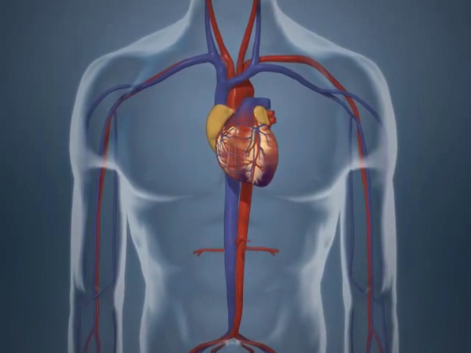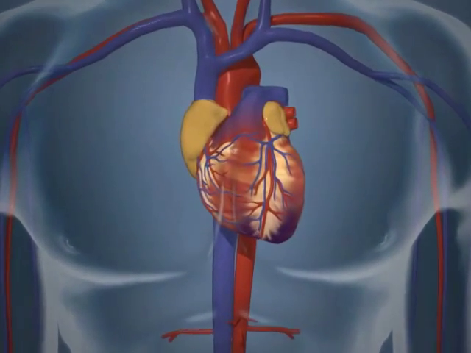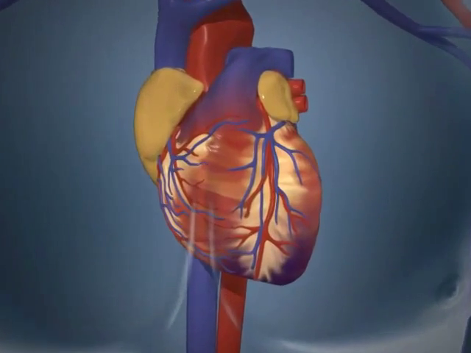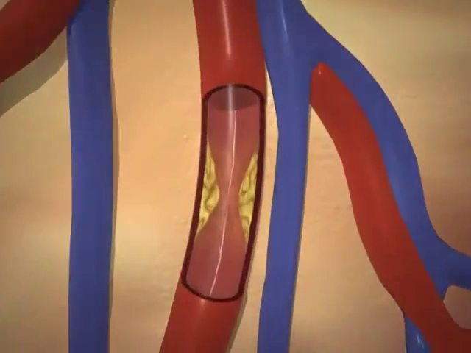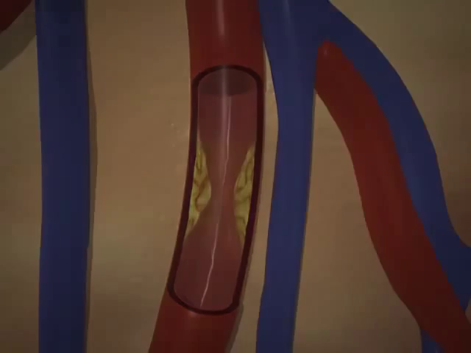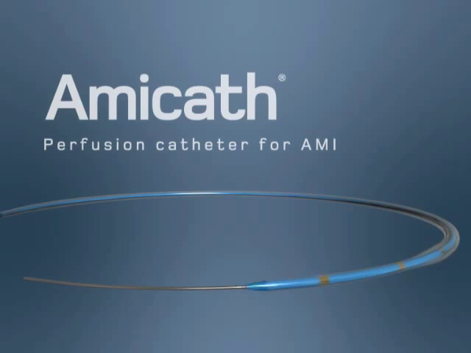In treating patients who have suffered acute infarction, the goal is to restore the flow of blood in the coronary artery that caused the infarction in order to obtain an optimal and effective myocardial reperfusion. The Amicath device facilitates reperfusion in acute myocardial infarction and helps to decide the appropriate strategy during primary angioplasty.